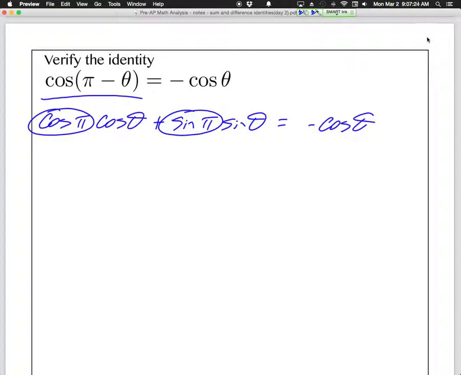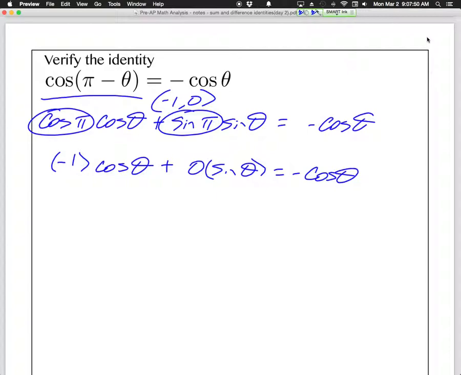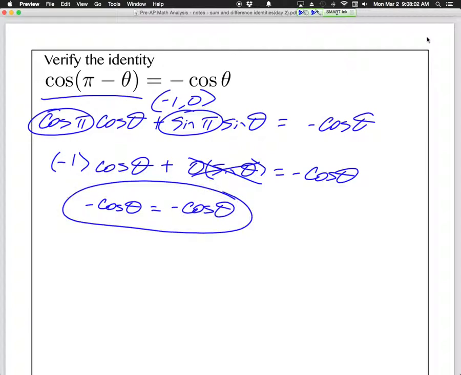To be able to evaluate those two, what do I need to know? I need the ordered pair of the graph. And what's the ordered pair of pi? Negative 1, 0. So which one of those is cosine? Negative 1. Which means that sine has to be 0. So we notice 0 times sine goes away, and I have negative cosine of theta equals negative cosine of theta, and I have proven that identity using the sum and difference identities.